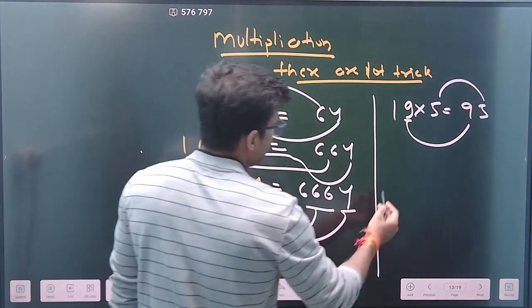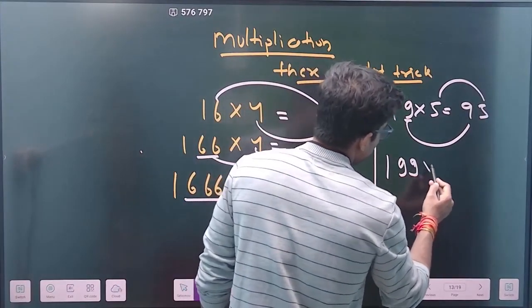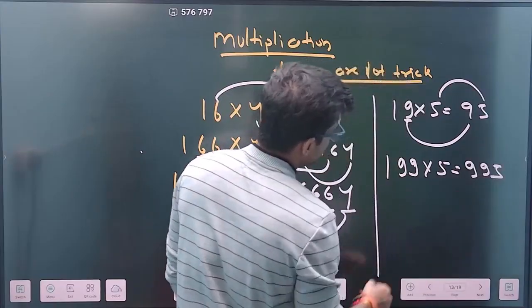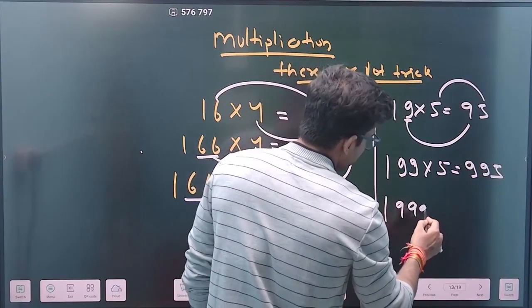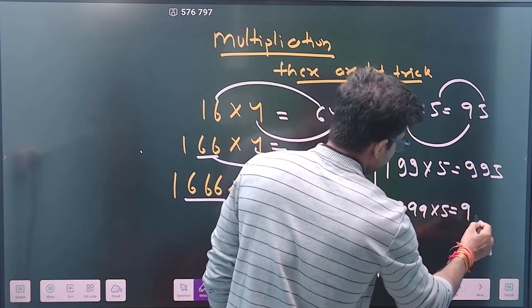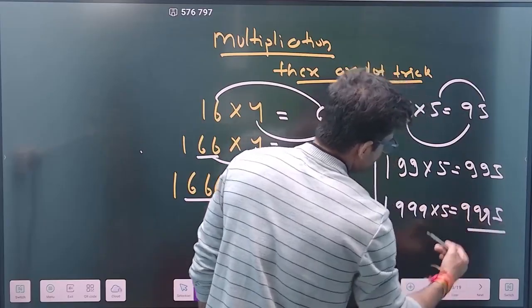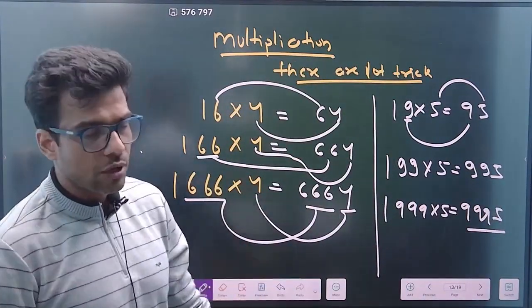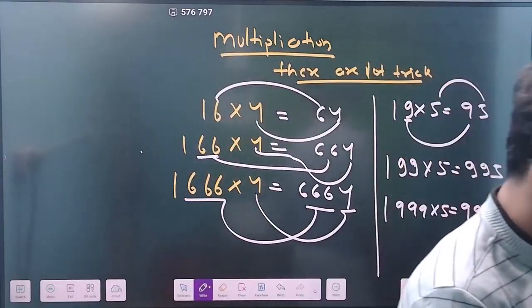Now if 199 is multiplied with 5, again it becomes 2 9 and then 5, correct? If 1999 is multiplied with 5, it will give me 39 multiplied with 5. These are the small tricks which help you in solving the problem in a very fast way. I hope this is clear.